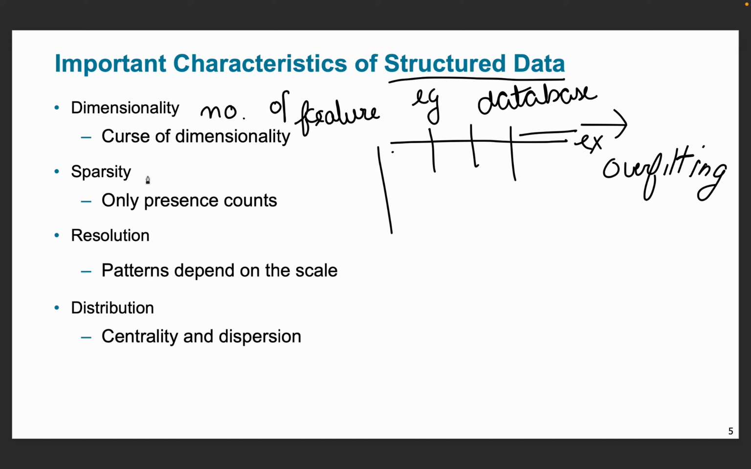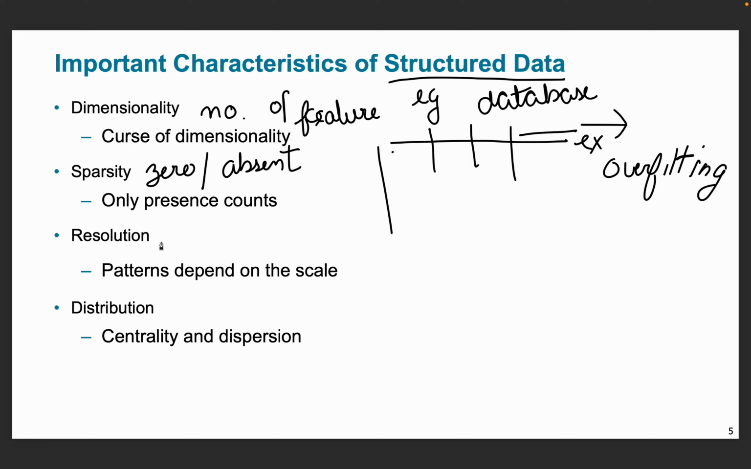The second characteristic we are interested in about the data is sparsity. Sparsity refers to a data set where many of the features are zero or absent. It has one disadvantage: only presence counts, because most features are zero and only the features that are present are significant. So our model will be more biased towards the features that are present.